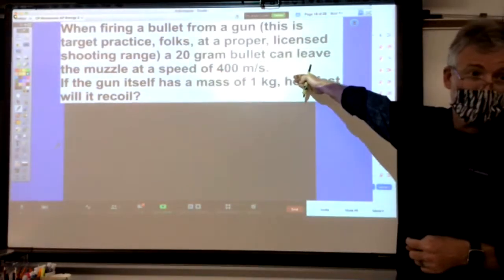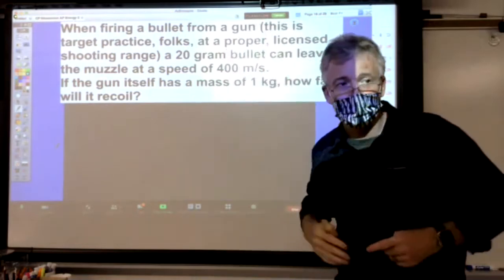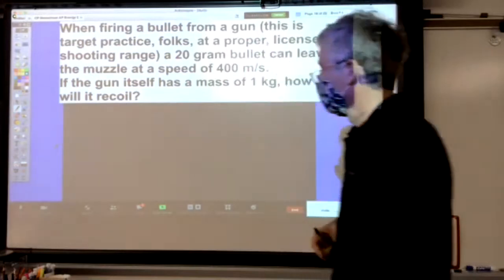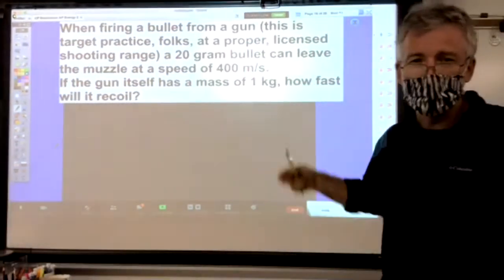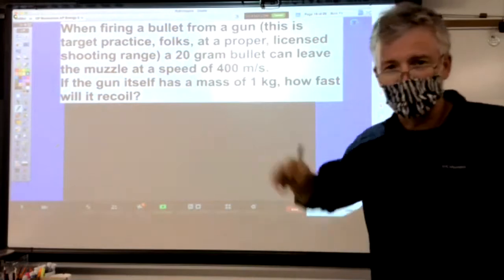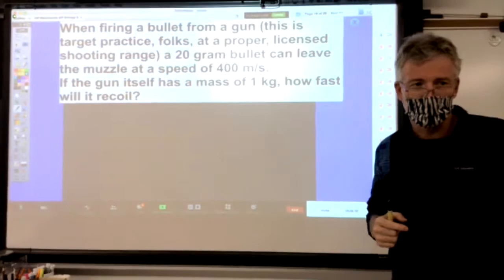Let's start this. I'll read it out to you just in case you can't read it all. This is a simple explosion type problem with a bullet being fired from a gun. What I want you to initially do is write down the variables equal quantity unit for the known quantities plus the variable for the wanted quantity.